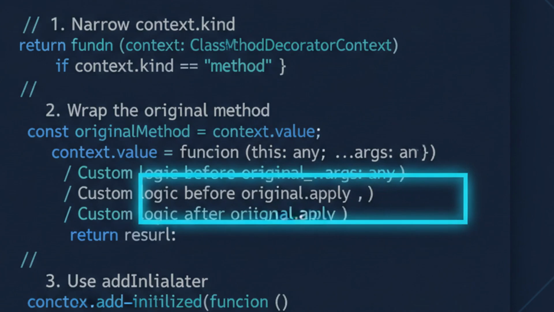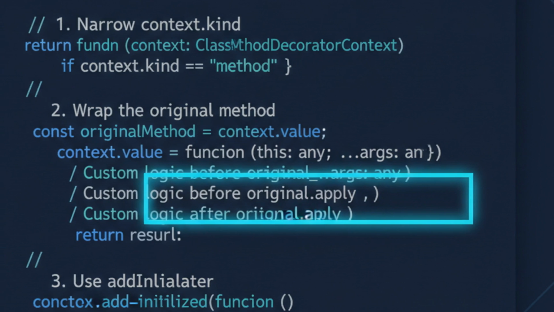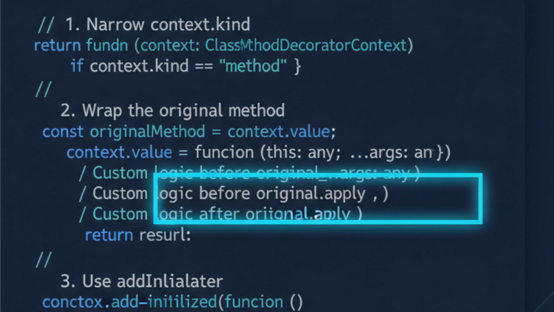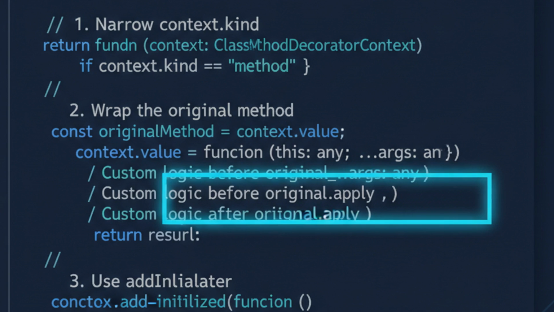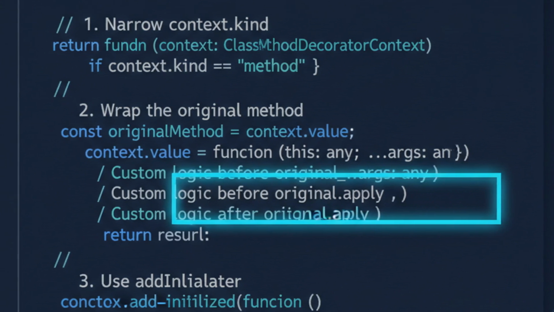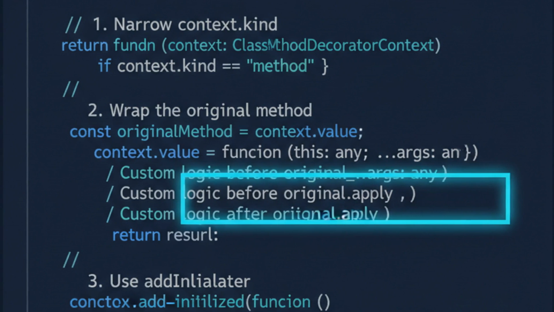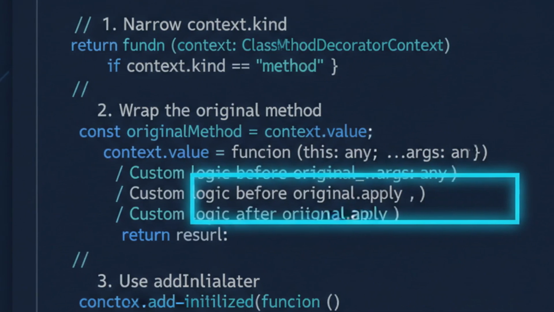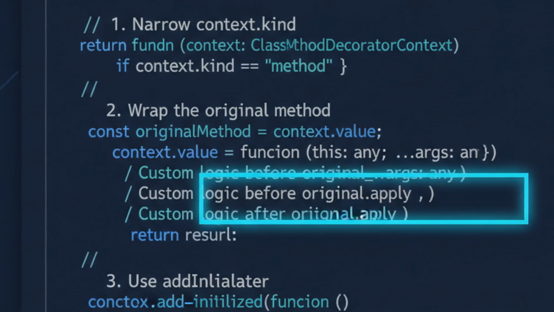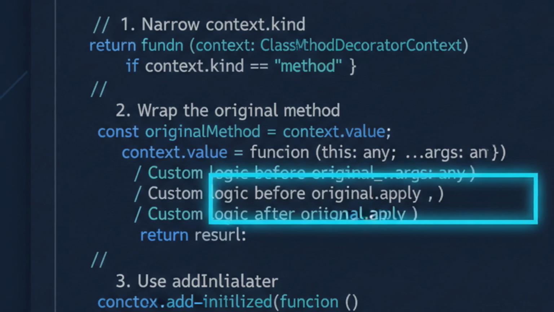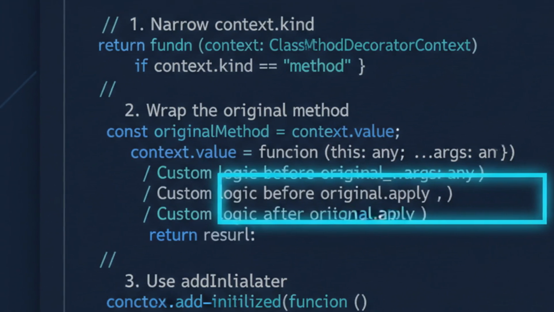Before we wrap, 3 rules for production decorators. 1. Always narrow on context.kind, and use the specific context type for full type safety. 2. Prefer wrapping over replacing. Return a function or subclass. Keep the original logic intact. 3. Use addInitializer for per instance setup and Symbol.metadata for cross-decorator communication. Follow these and your decorators stay predictable, testable, and framework agnostic.